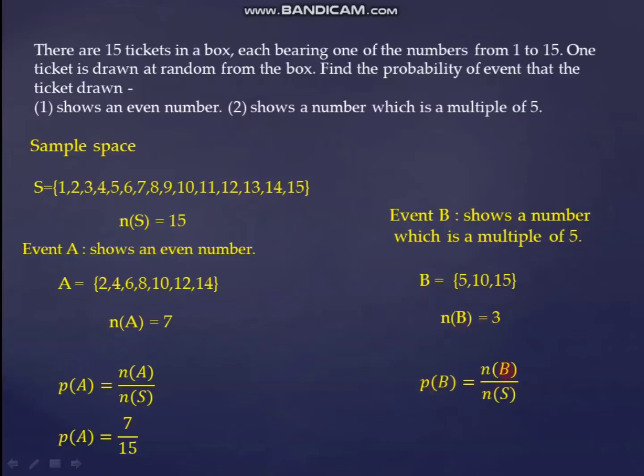We can find its probability by P(B) is equal to n(B) divided by n(S). So n(B) is 3 here, divided by n(S) is 15. So we get here 3 divided by 15. And if we simplify, 3 fives are 15, that's why we get the simplest form as 1 by 5. So this is the probability. So 1 by 5 is the probability of having a number which is a multiple of 5.